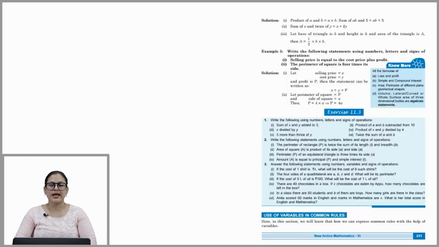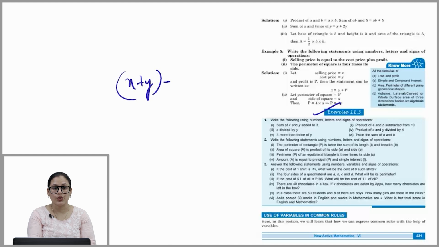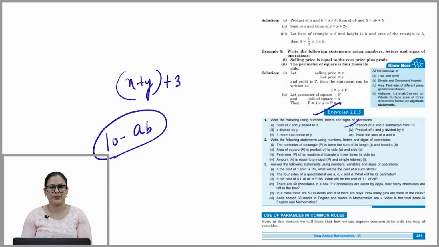Now, let us do exercise 11.3. Write the following using numbers, letters and signs of operations. Sum of x and y. Sum of x and y added to 3. And number 2, product of a and b, that is ab, subtracted from 10. So, 10 minus ab. This is the expression. Third, x divided by y.